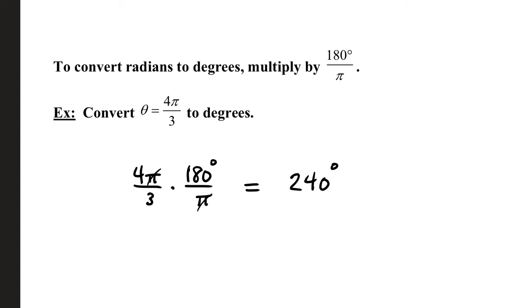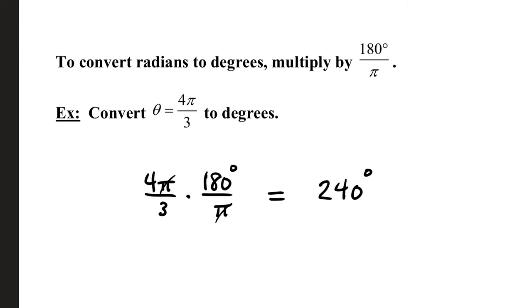To convert radians to degrees, you multiply by 180 degrees over pi. For this example, we're going to convert 4 pi over 3 to degrees. 4 pi over 3 times 180 degrees over pi. The pi's cancel. 4 times 180, that is 720, divided by 3 is 240 degrees.